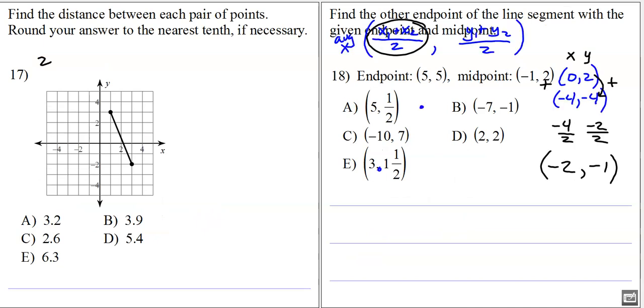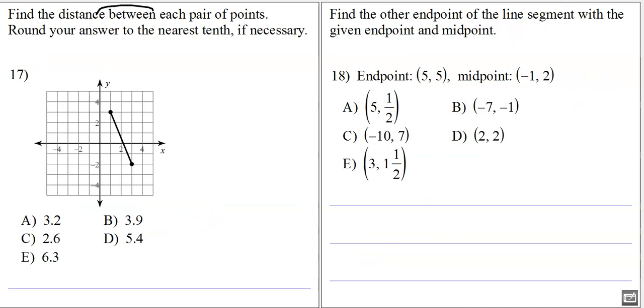17, find the distance between the 2 points. Remember, distance, circle that correctly. Distance right here is basically we're trying to find the length. And I'm not a big fan of the distance formula, so I'm not going to show you how to do it that way. I'm a big fan of the Pythagorean Theorem.